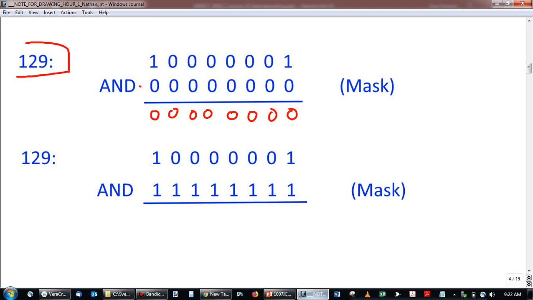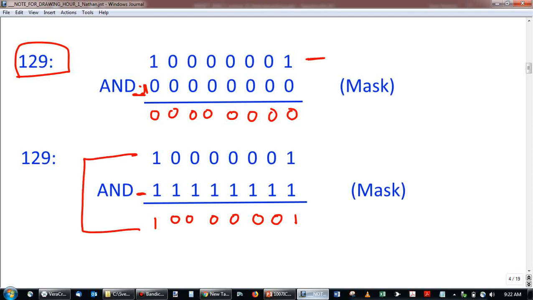So I started with 129 and I turned everything off in my mask. All these are zeros. Did any of my initial values get through? No, they all became 0. What about down the bottom here? I make them all 1s. 1 and 1 is 1. 0, 0, 0, 0, 0, and 1. Is this number the same as that one?